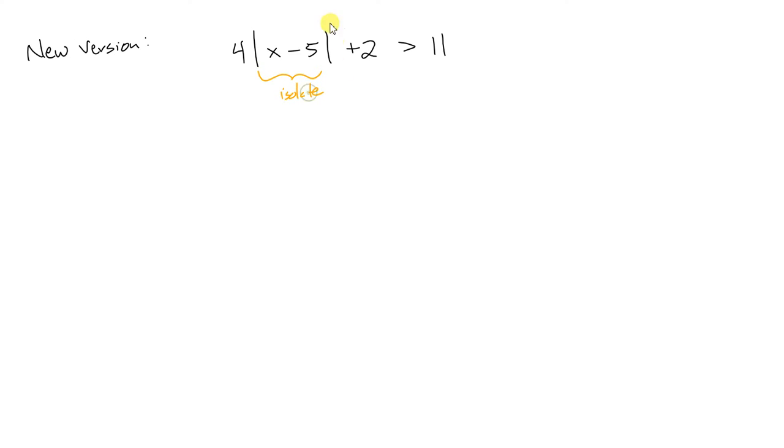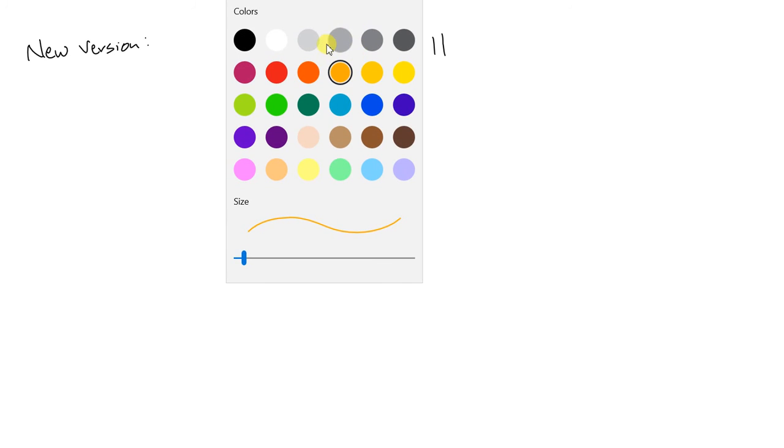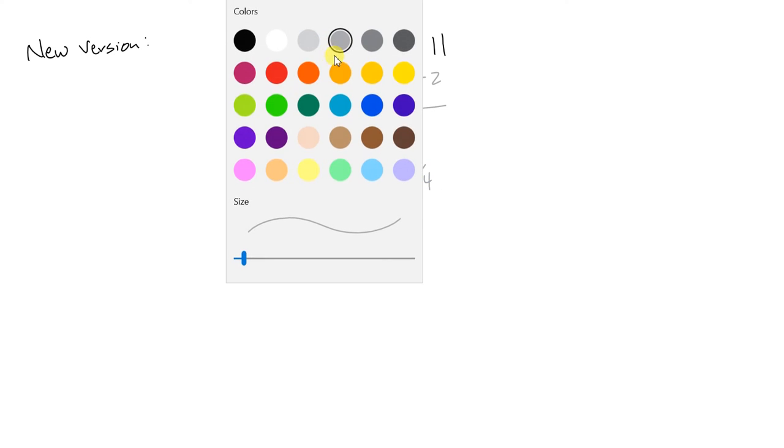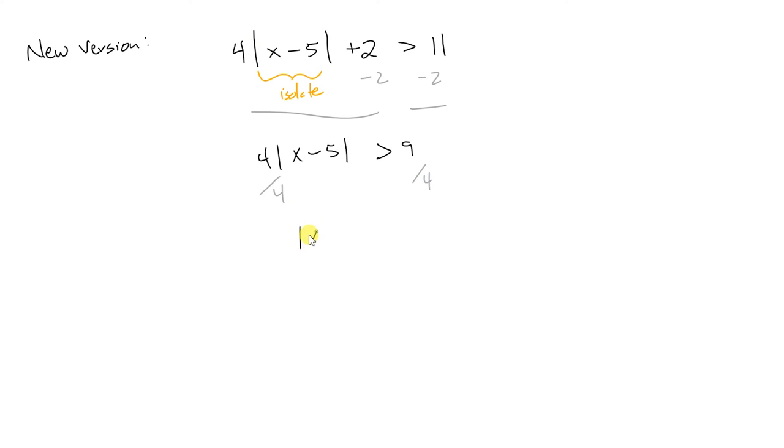How do we isolate that guy? Well, we're going to move the 2 away, so subtract 2 from both sides. So we end up with 4 absolute value of x minus 5 is greater than 9. Then we're going to divide both sides by the 4 because we're trying to isolate the absolute value. And so we end up with absolute value of x minus 5 is greater than 9 quarters.